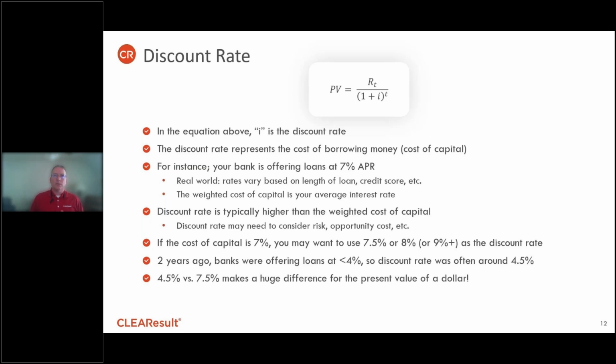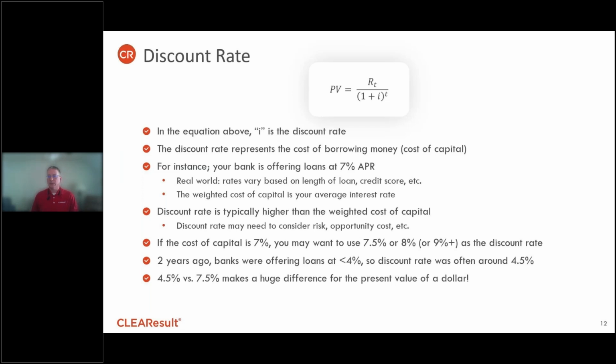So it's important to understand that a couple of years ago, we weren't talking about 7% loans. We were talking about 4% loans. And so at the time, we were looking at discount rates that are around 4.5%. 4.5% to 7% in terms of a discount rate makes a huge difference on the present value of a dollar.